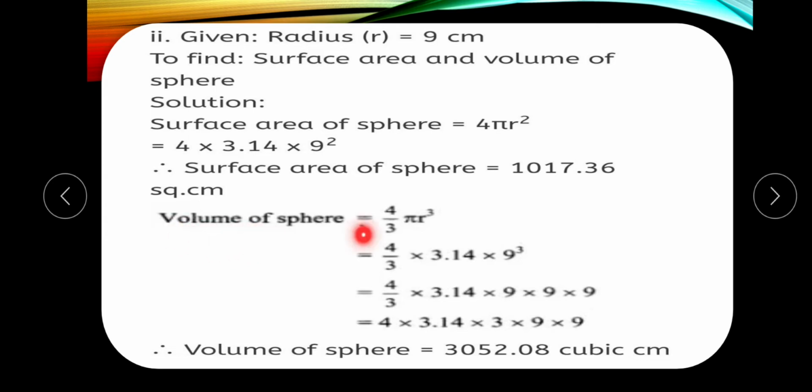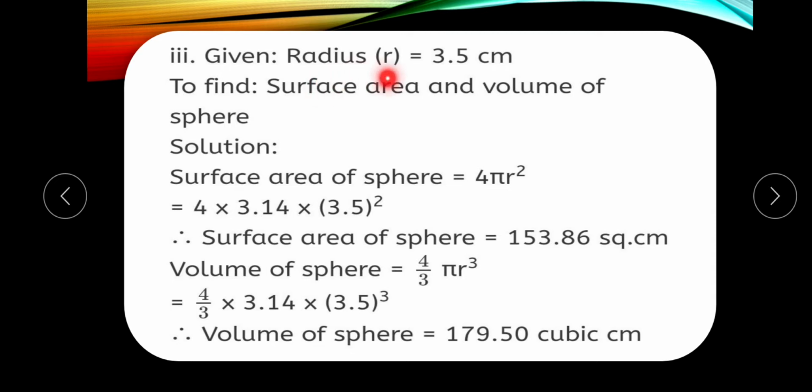Next, we need to find the volume of sphere. Volume of sphere is equal to 4 upon 3 pi r cube. Substituting the values, we get 4 upon 3 into 3.14 into 9 cube, that is 4 upon 3 into 3.14 into 9 into 9 into 9. 3 ones are 3 and 3 threes are 9. So what remains is 4 into 3.14 into 3 into 9 into 9. Solving it, we get 3052.08 cubic centimeter. Therefore, the volume of the sphere is 3052.08 cubic centimeter.